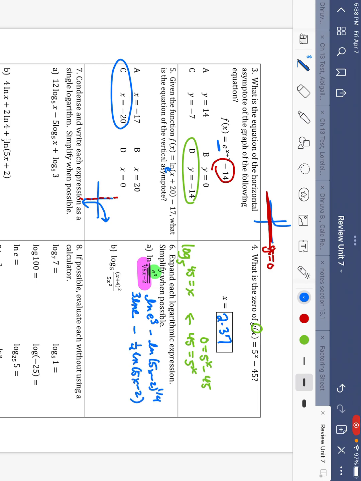Now this is pretty much done, but you do have to notice that this ln of e, remember ln is log base e. So e to the first equals e again. So this can be thought of as the number 1. This is 3 times 1. And so that's basically 3, right? So my final answer would be 3 minus 1/4 ln of 5x minus 2.